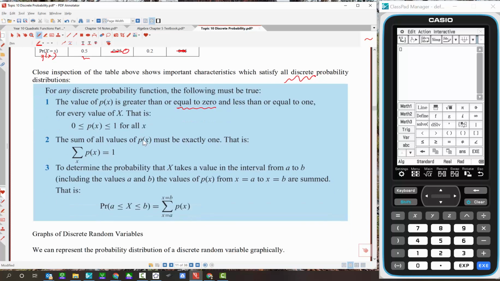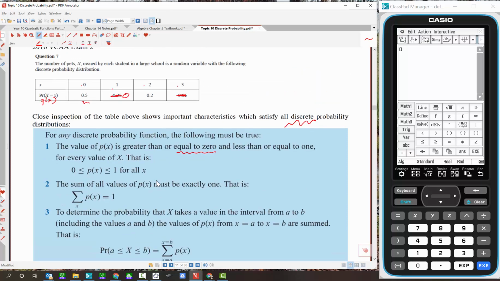To determine the probability that x takes a value from the interval a to b, including the values a and b, all we do is add those things together. So what's the chance of having a pet in this school? Well, it's going to be that plus that plus that. We add together the values here between 1 and 3.